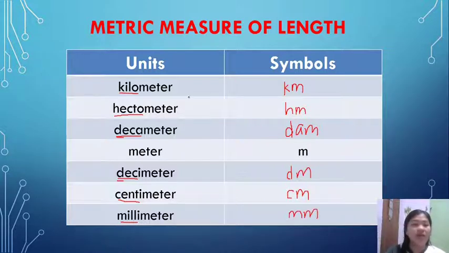So if you're going to take a look, again, kilometer is KM, hectometer is HM, decameter is DAM, meter is M, decimeter is DM, centimeter is CM, and then millimeter is MM. So as you can see, there are 3 units above meter and 3 units below meter. So we're going to use that later on in converting measures.